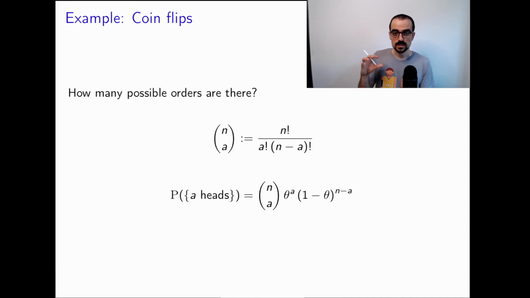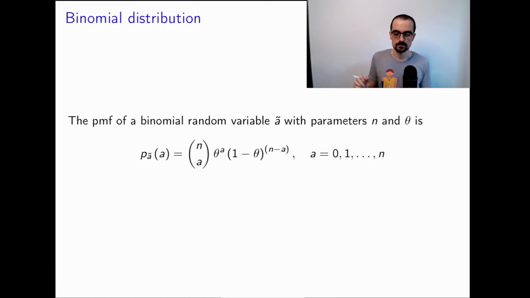Okay? This gives us a PMF, right? Because this quantity, the number of heads, is an uncertain quantity. We're getting the probability of the uncertain quantity having every possible value. So here A can go from 0 to N. So we have a PMF. And you could check that the PMF adds up to 1. I encourage you to check it on your own.